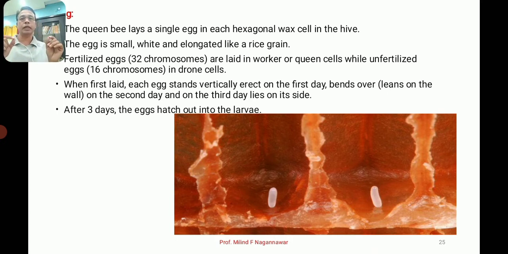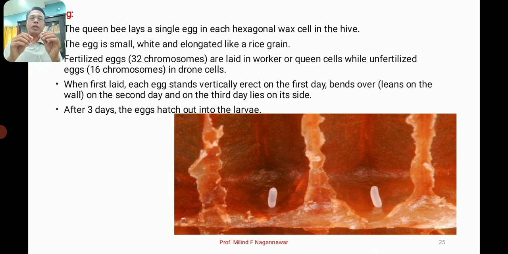Is it clear? As I told you in the previous class, fertilized eggs may develop into the queen or into workers. So these diploid eggs are laid in 2 types of cells, the queen cells and the worker cells. Is it clear? The unfertilized eggs are laid in the drone cells. So the fertilized eggs will become queen or worker, whereas the unfertilized eggs will become drones.